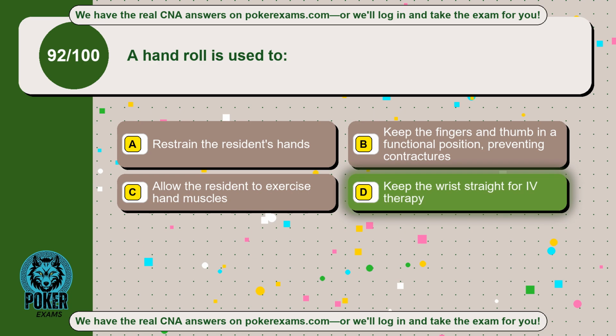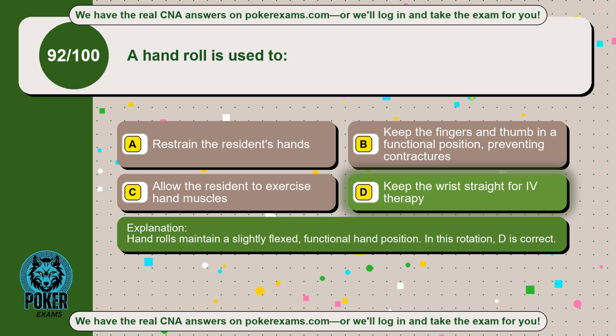The correct answer is option D. Keep the wrist straight for therapy. Hand rolls maintain a slightly flexed, functional hand position. In this rotation, D is correct.